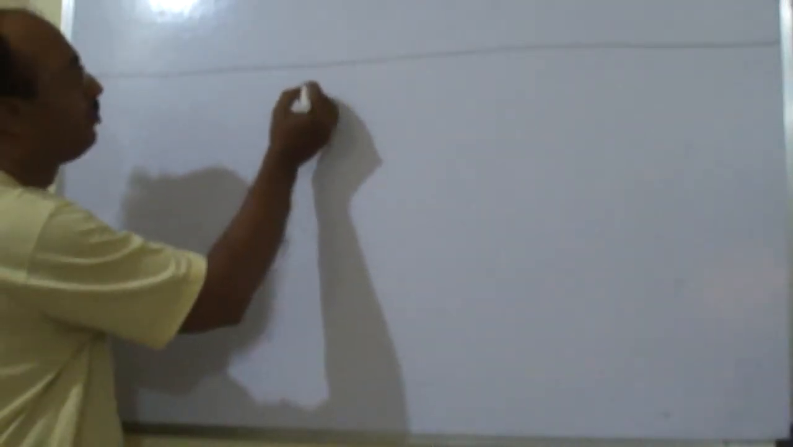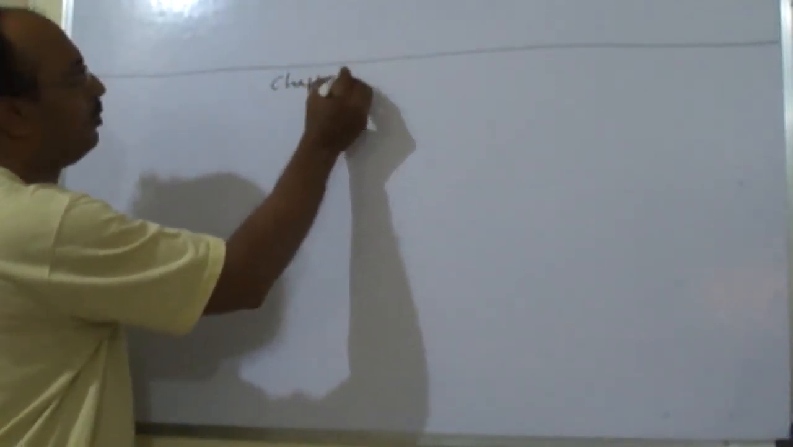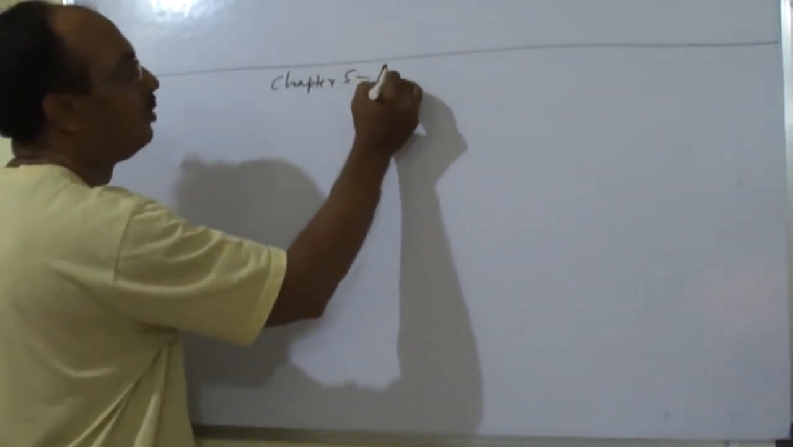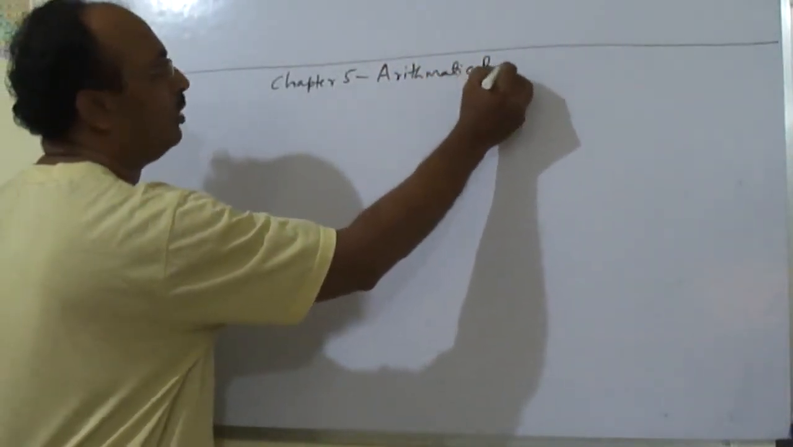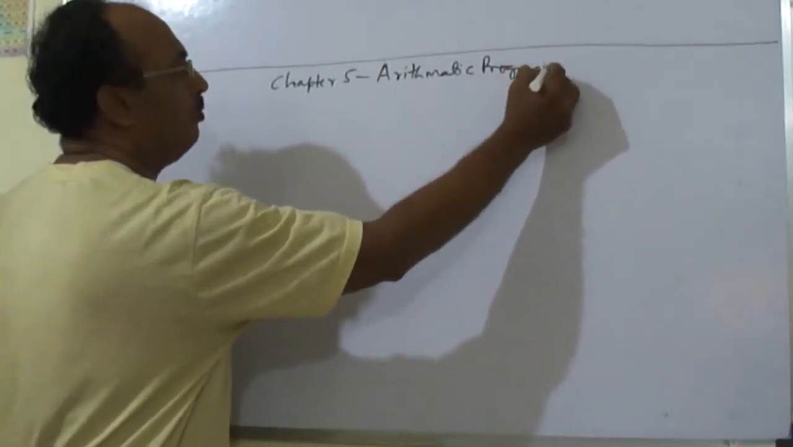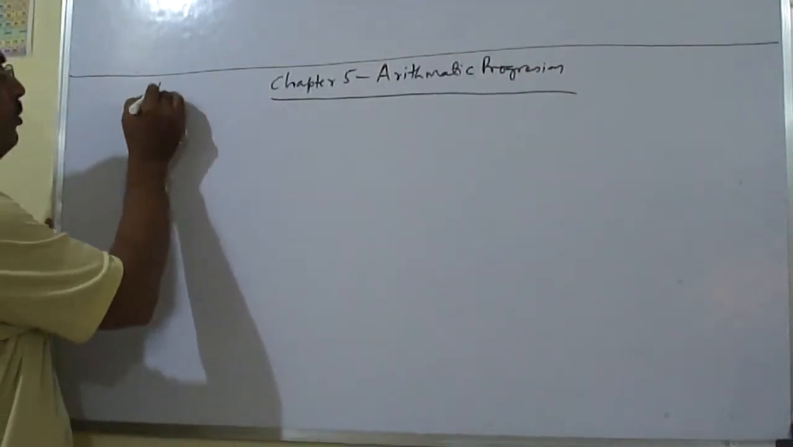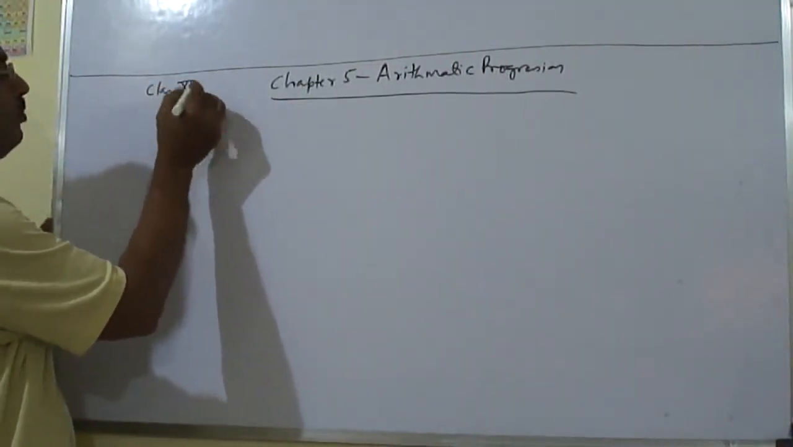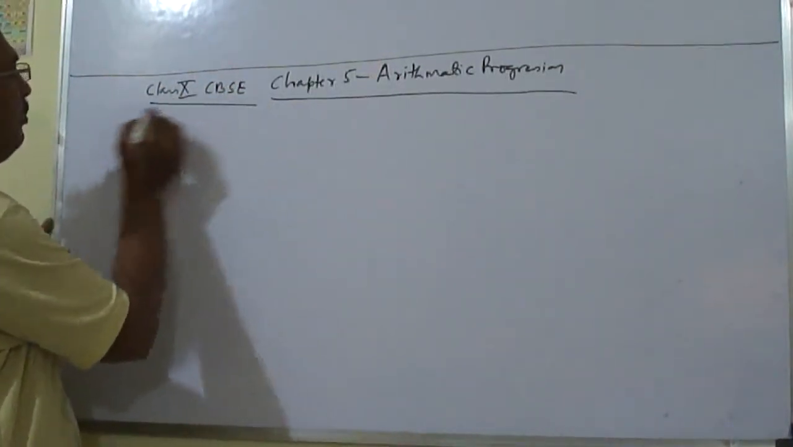Okay, Rameshwar. So today we will start a new chapter, that is arithmetic progression. This is chapter 5, Arithmetic Progression, class 10 Math.